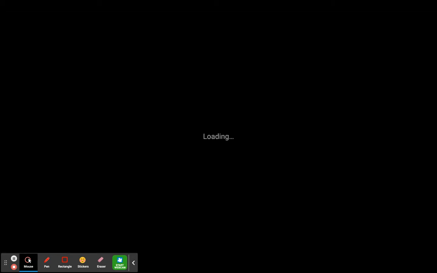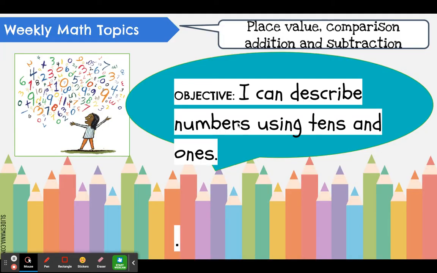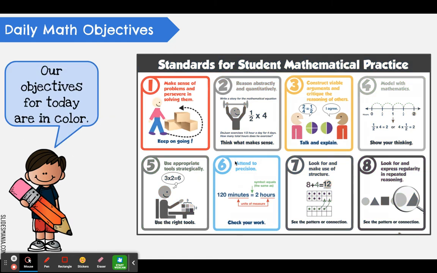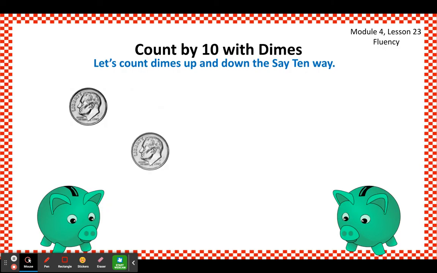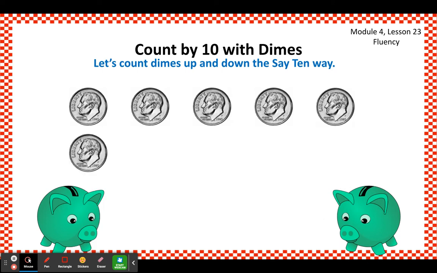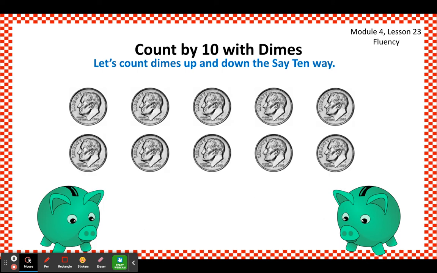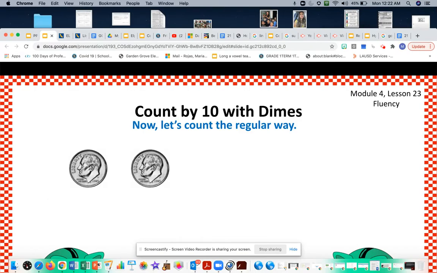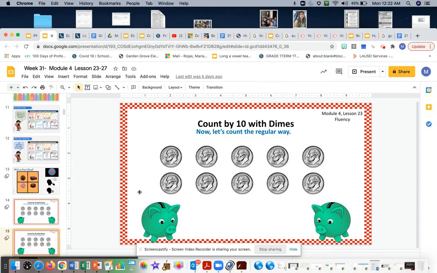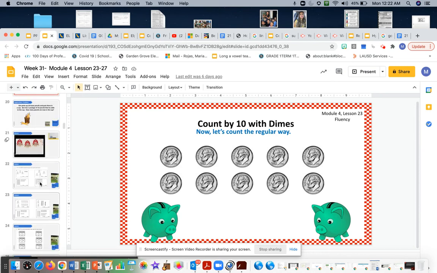So what we want to do is make sure that we know what our objective is today. Our objective is I can describe numbers using tens and ones. Okay, so this is what we're focusing on today. We're going to skip all this and get straight to the lesson just so that you guys can feel ready.